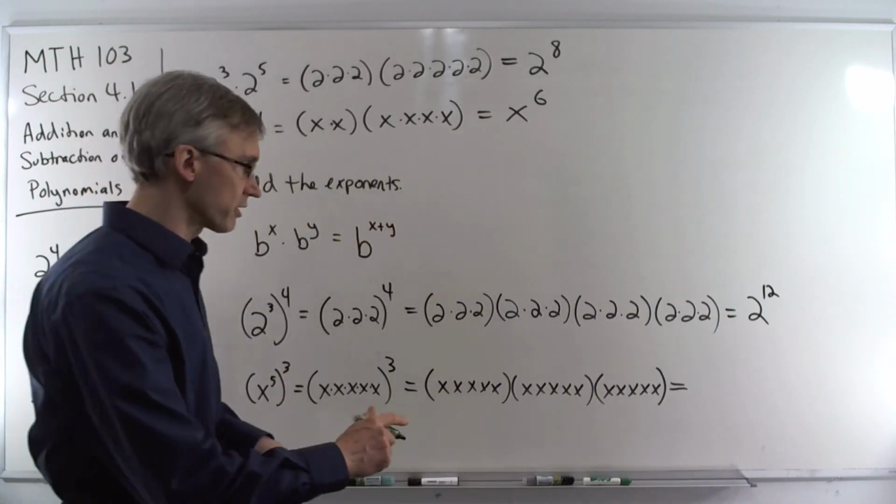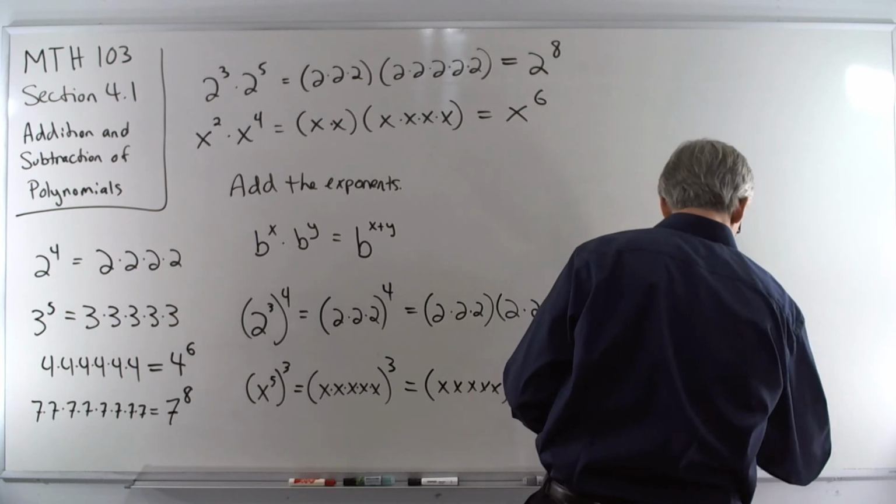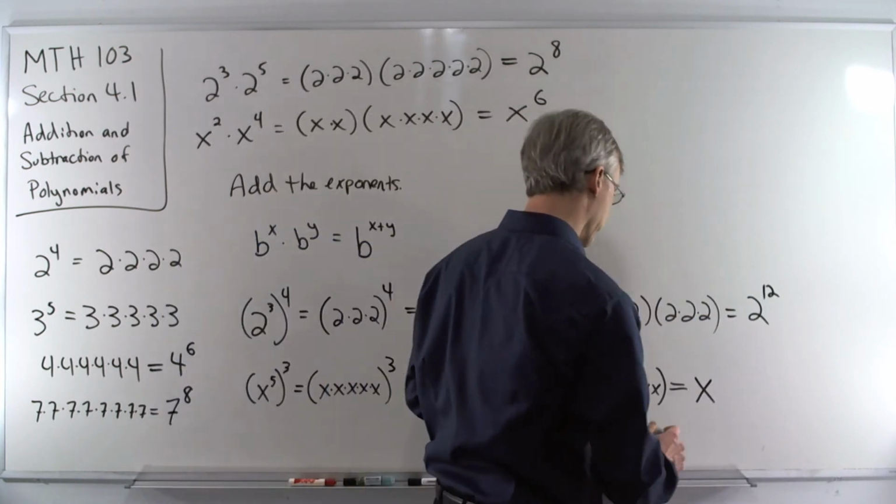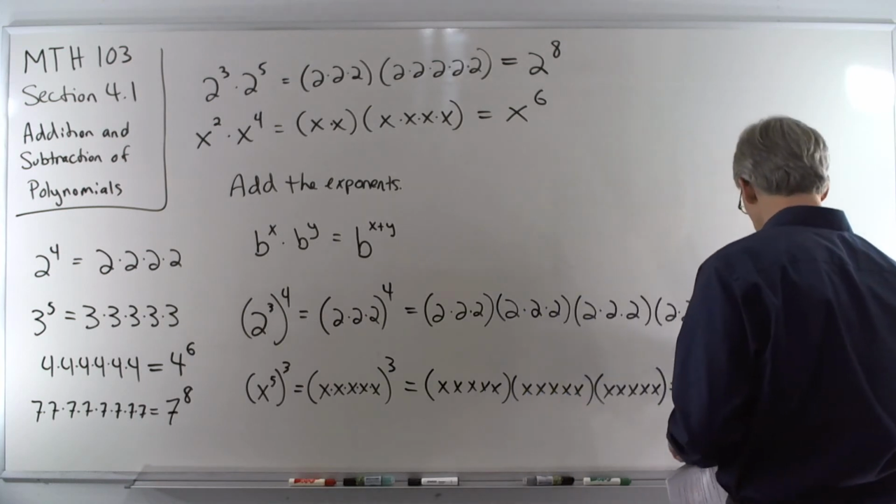So when we multiply all these out, we're still going to have x as the base. And we've got 5, 10, 15 of them. So that's x to the 15th power.